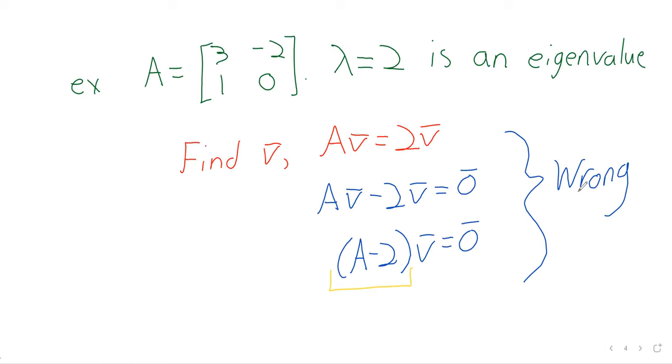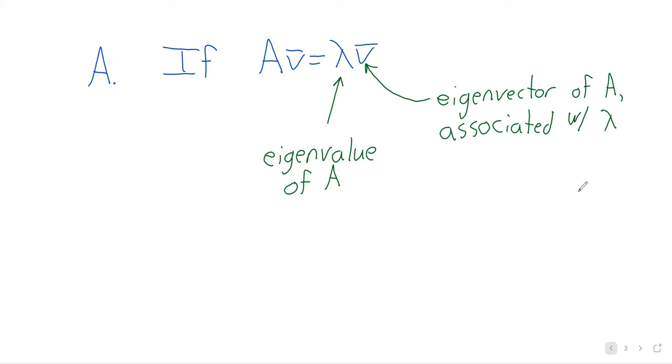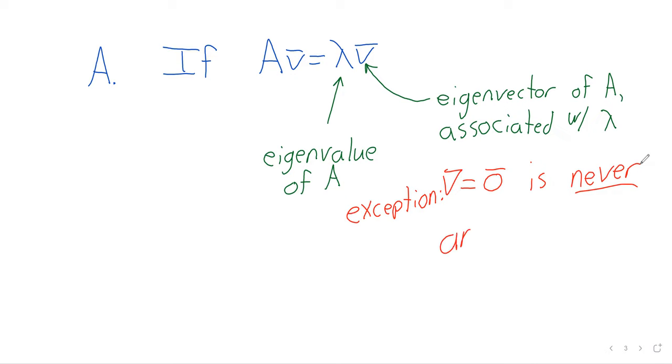That has triggered a memory of something that I should have written down here but didn't. Exception: V equals 0 is never an eigenvector. And it's never an eigenvector because if it were allowed to be an eigenvector, every single real number would always be an eigenvalue.